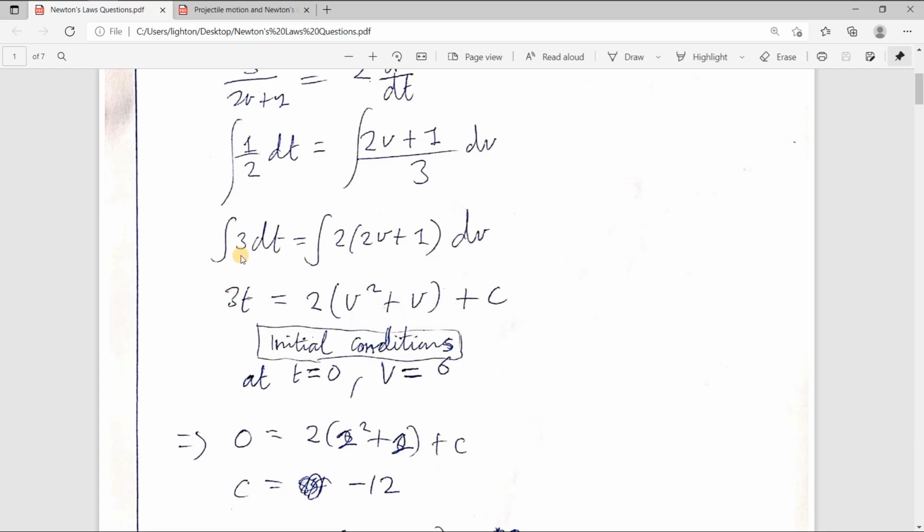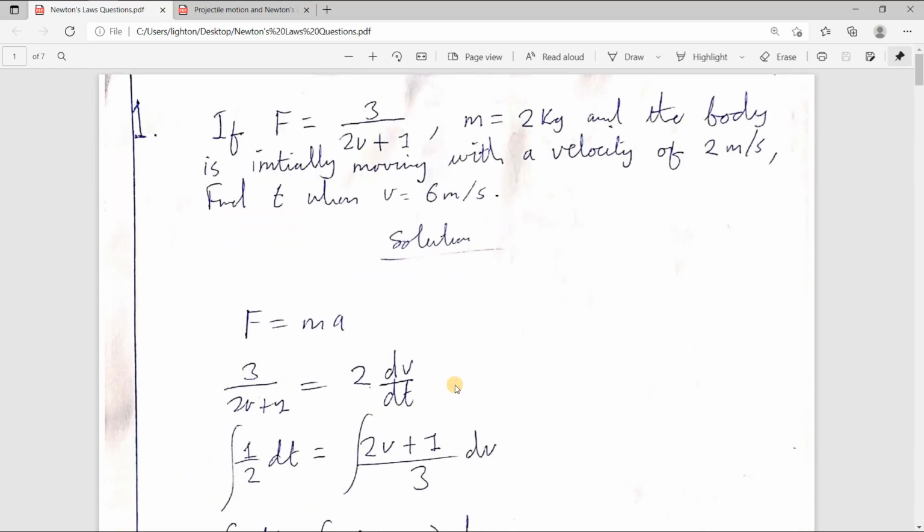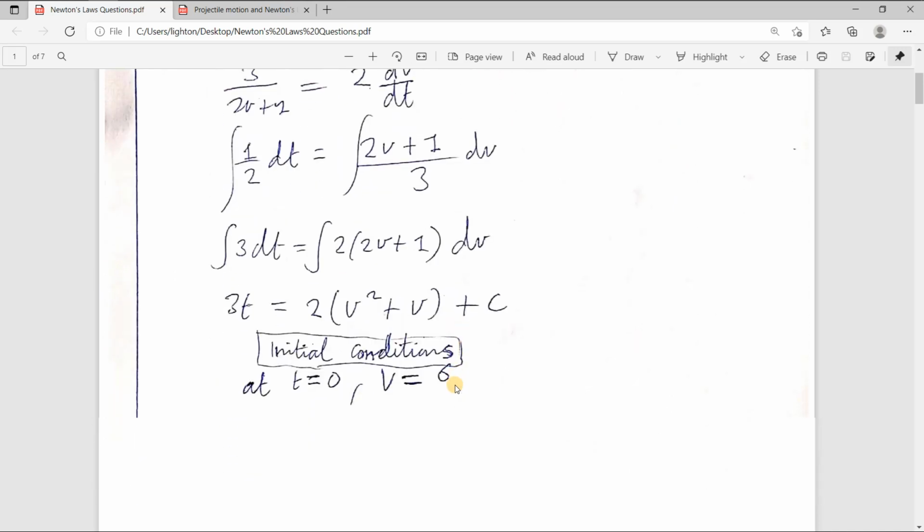And integrating this 3 dt, you get 3t here, must be equal to, integrating this expression, we'll have 2v squared plus v plus c. So this is a constant of integration. Now here we can apply the initial conditions. We know that at t equals 0, v is equal to 2 meters per second.